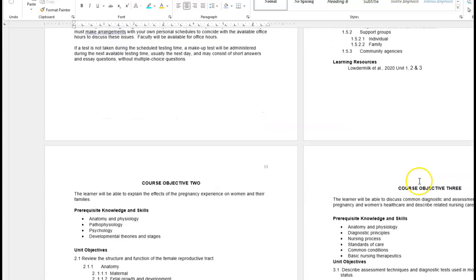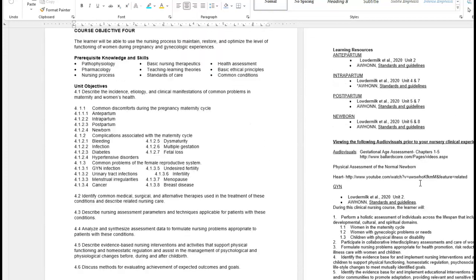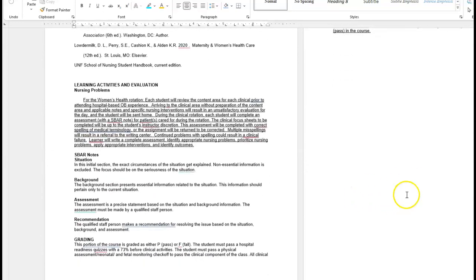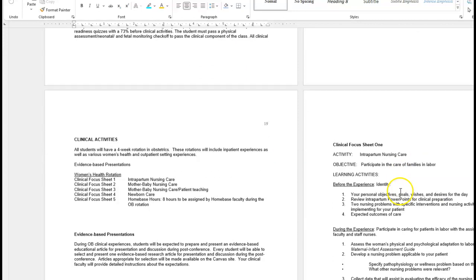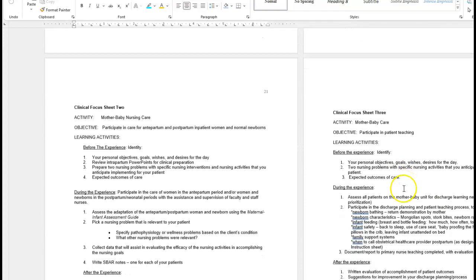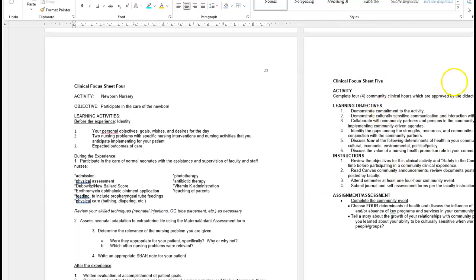This is just some knowledge base. These are our course objectives, and this will just tell you what we're going to learn in this class. We will do some SBARs at clinical. We'll do some clinical focus sheets we'll review later, right before clinicals. And then these are all clinical focus sheets. I do want to tell you that you will have a 4-hour community experience which you need to engage in.